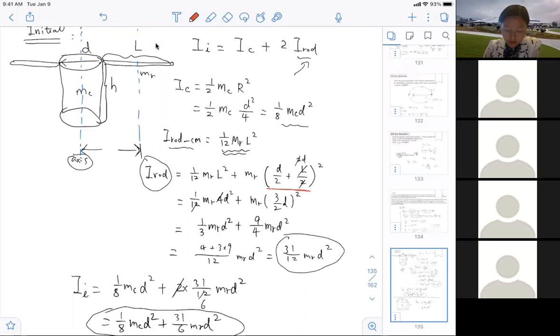Are you asking where this term comes from? Yeah, so what I was thinking originally was it would be m_r times L over 2 as one quantity plus m_c times D over 2, since D over 2 goes with the cylinder. This distance. So, okay, I wanted to maybe write it here.